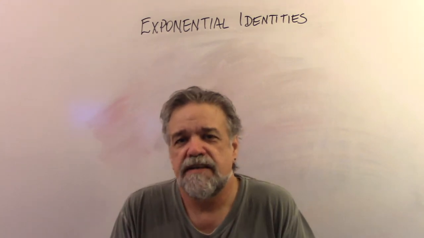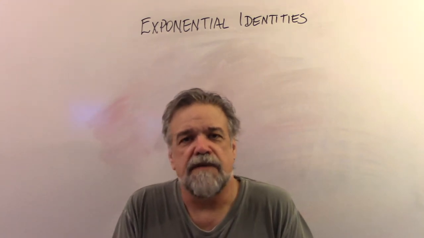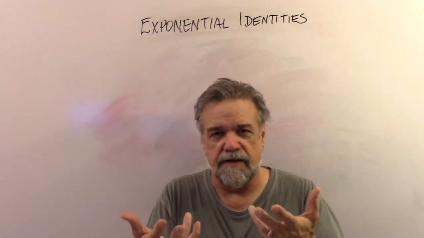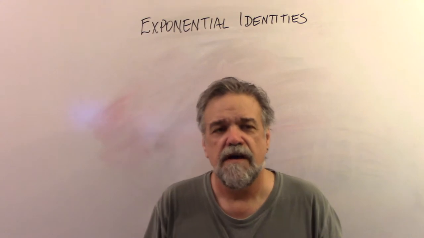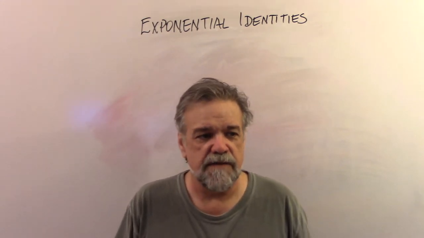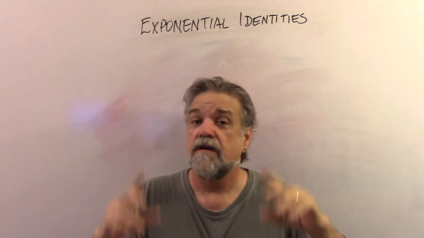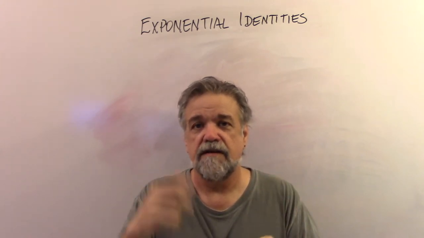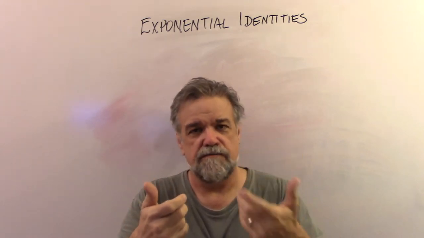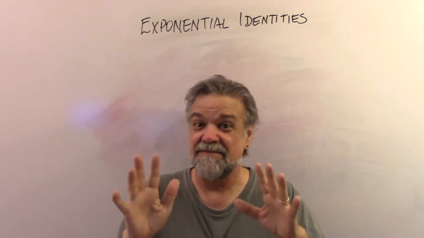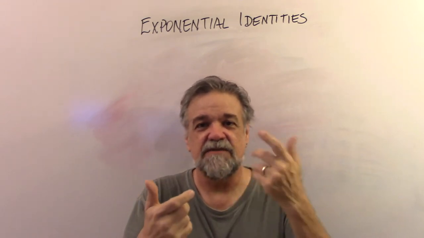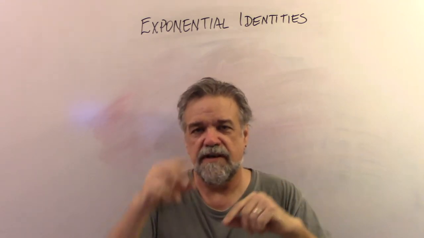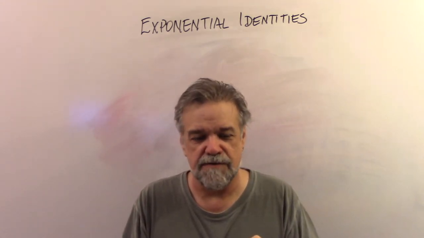A mathematical identity is like a fun fact. It is a statement of equality: this thing equals this thing. And it's a statement that is fairly general. Here's an example. The Pythagorean theorem, that's a mathematical identity. A squared plus B squared equals C squared in the context of a right triangle, where A and B are the legs and C is the hypotenuse.